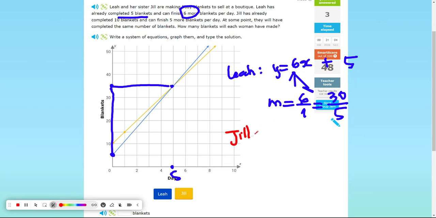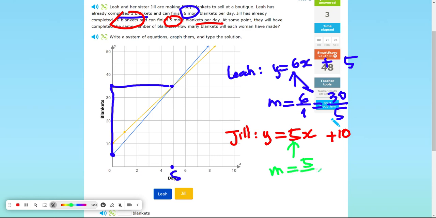Okay, Jill already completed 10, so 10 should be in the back. And Jill completes 5 per day. So 5 per day. Alright, so let's see the slope over here. The slope is number 5, it means 5 over 1. So let's start with 10 on the y-axis right here. So up 5, right 1. Okay, so you can see the two lines intersect right here.